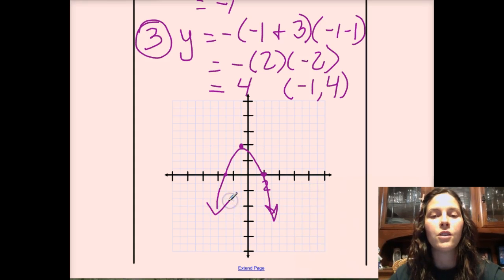And our graph does open down. As a reminder, our axis of symmetry was x equals -1. Our vertex goes through the axis of symmetry, and our graph is symmetric around that.